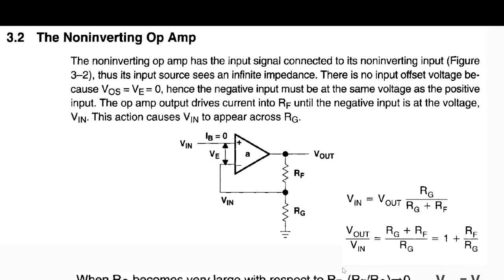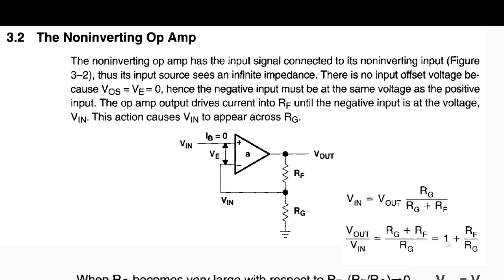In this gain equation, when RG becomes very large, the ratio RF over RG you can consider to be near zero. That's what it's referring to. And when this term becomes zero, your gain will be 1.